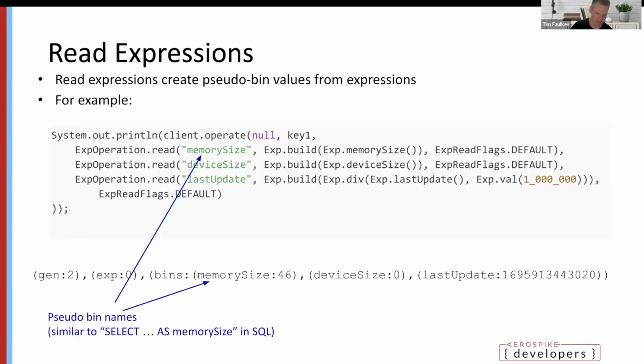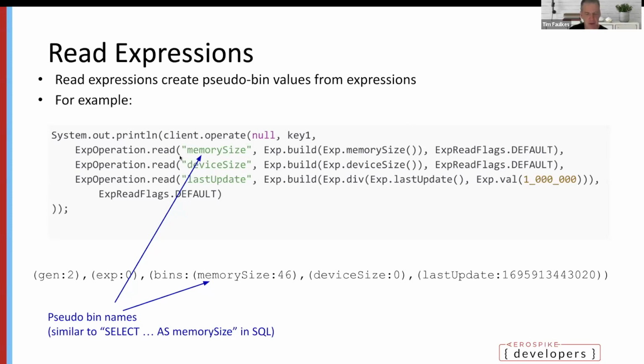So let's have a look at this. Let's say I've got a key, and I don't actually want the information back associated with that key. I want to know how much memory size, device size, and last update time was from that record. So just metadata. Well, what I can do is call client.operate, passing it my key, and I'm going to give it 3 expression operations. These are all going to be reads.